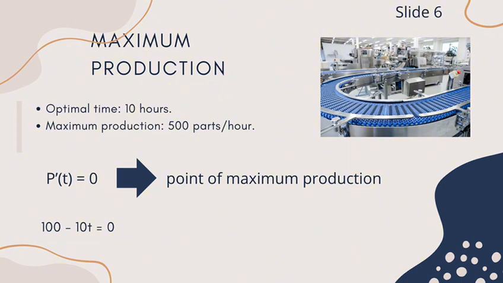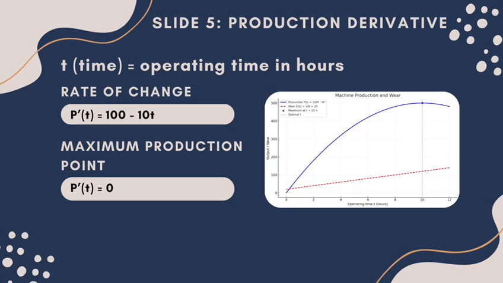So, we set the derivative equal to 0, as we can see here: 100 - 10t = 0. By solving this equation, we find that t = 10 hours. This means the machine reaches its maximum production after 10 hours of continuous operation. Now we substitute t = 10 into the original function to obtain the maximum production, and as you can see, the result gives 500 parts per hour.